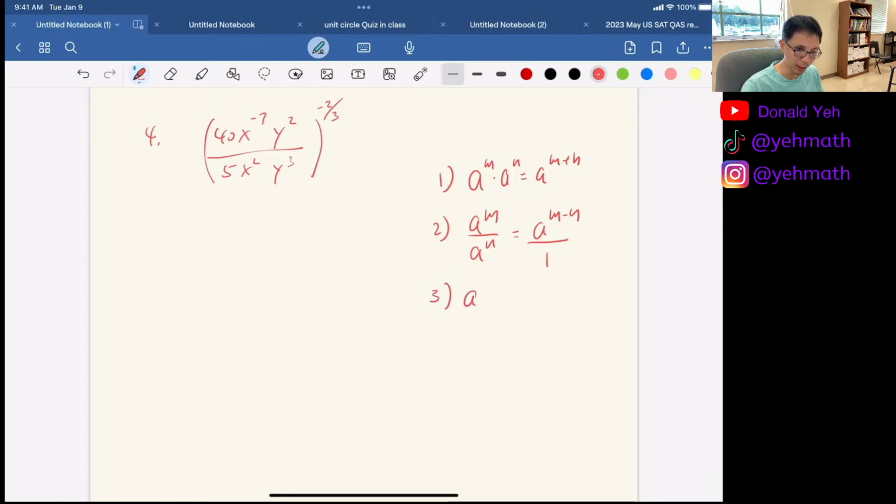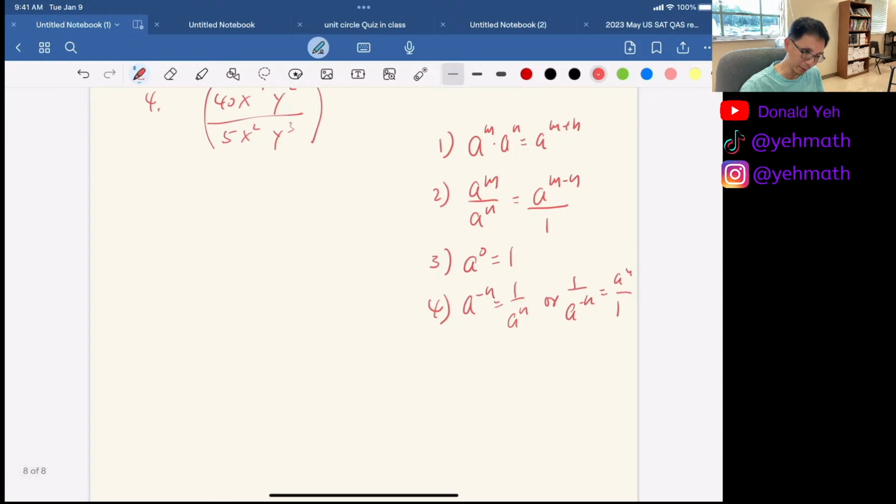Third, anything to the 0 is 1. The fourth rule is anything negative: a to the negative n equals 1 over a to the n. You should have this copied down already. That's equal to a to the n over 1. It doesn't matter, if you copy it a few more times, you memorize it. a to the m to the n equals a to the m times n. And the 6th is a to the n roots of m is equal to a to the m over n. So those are the 6 different rules that you always follow.